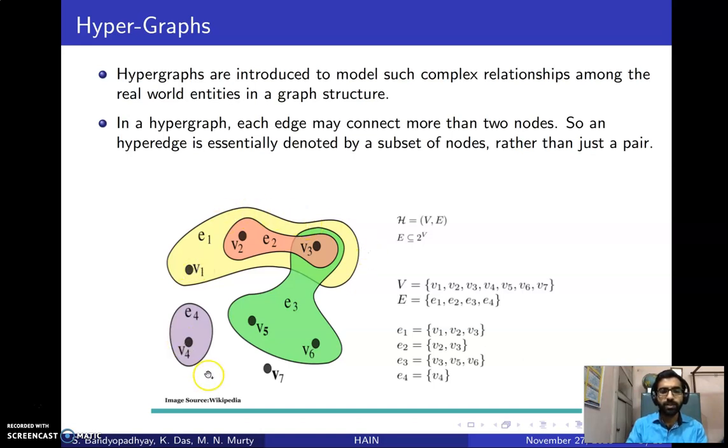So this is an example of a hypergraph. It has 7 nodes labeled as V1 to V7. It has 4 hyperedges labeled as E1 to E4, where E1 connects 3 nodes V1, V2 and V3. E2 connects only 2 nodes V2 and V3. E3 connects again 3 nodes V3, V5 and V6. E4 connects only one node V4.